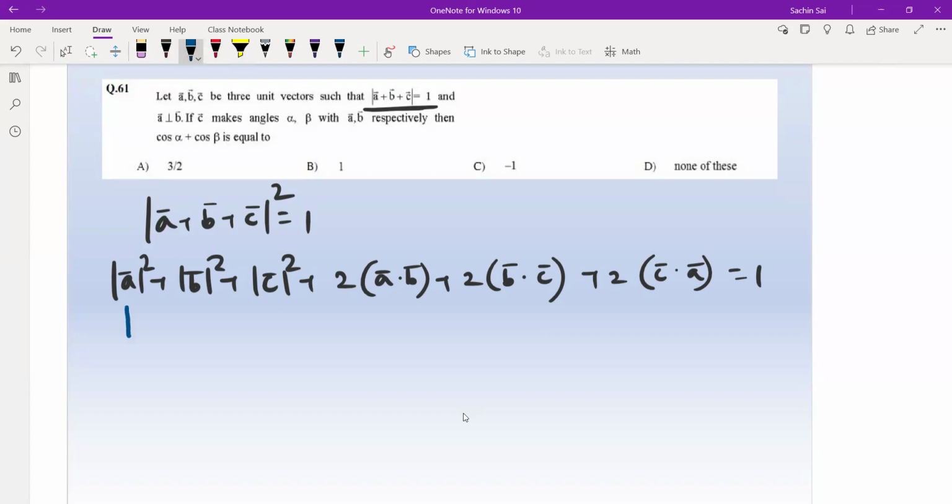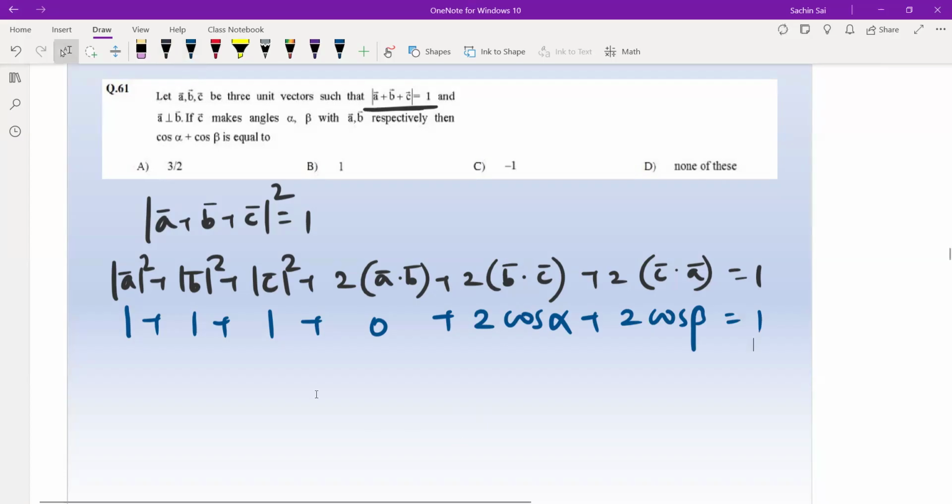Now, mod A square is 1, mod B square is 1, mod C square is 1, because A, B, C are unit vectors. A dot B is 0 because A is perpendicular to B, plus 2 times B dot C will be 2 times cos alpha plus 2 times cos beta equals 1. So from here, we will get the value of cos alpha plus cos beta.